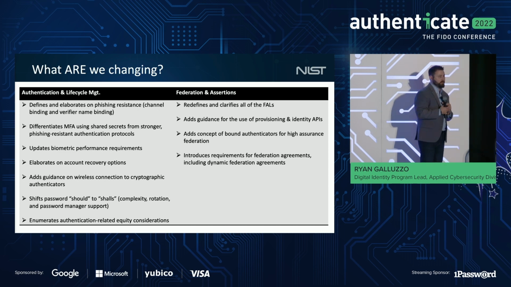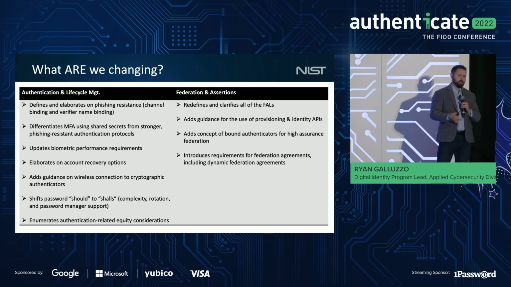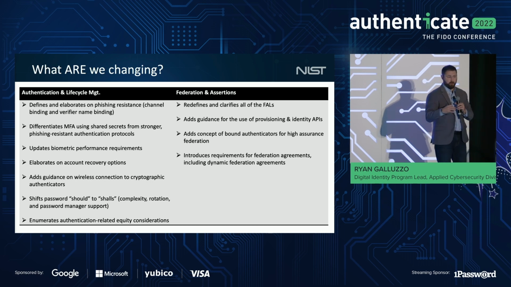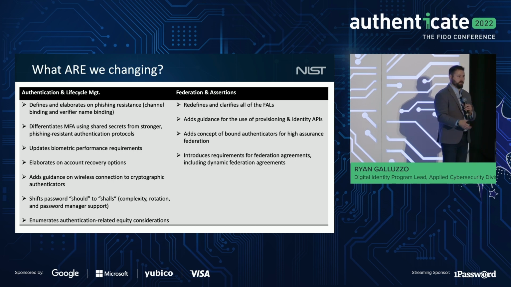Federation and assertion in 800-63C. There are some big changes there as well too, primarily around redefining and clarifying the FAL. So I think a lot of the feedback we initially got on it is, these are good, but we really need to better understand how we can implement these in the real world. So the FALs have largely been redefined and introduced in new ways. We're also addressing for the first time provisioning APIs and identity APIs and the security of those, which were not really addressed previously. So providing some security and privacy considerations and controls around those.